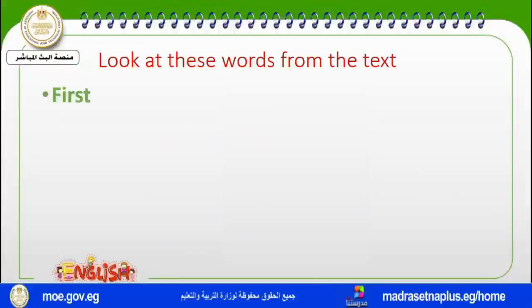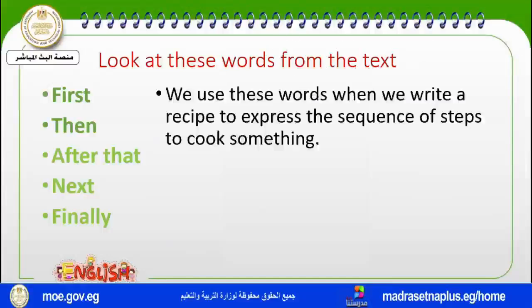Let us look at these words which are written in the text. These words are first, then, after that, next, finally. Do you remember? These words were written in the text to tell us what to do first and second and third until we reach the last step. So these words express sequence. What happens first, next, till we reach the end.